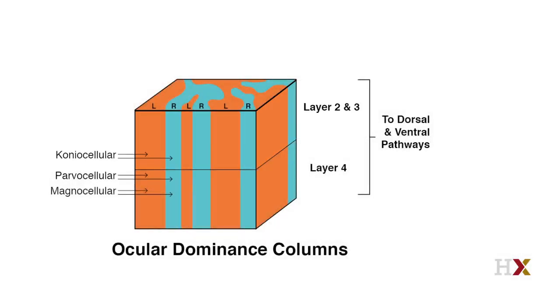Interestingly, in layer 4, the input driven by the left and right eyes remains segregated from each other in the ocular dominance columns, or ODCs. These ODCs are stripes of neurons that respond preferentially to the input from one eye over the other. These columns span multiple cortical layers and are laid out in a striped pattern across the surface of V1.